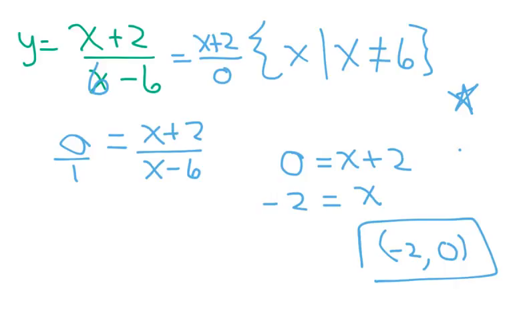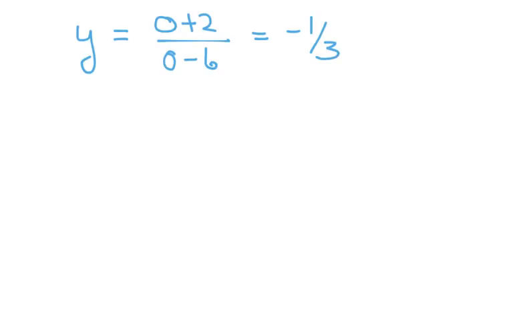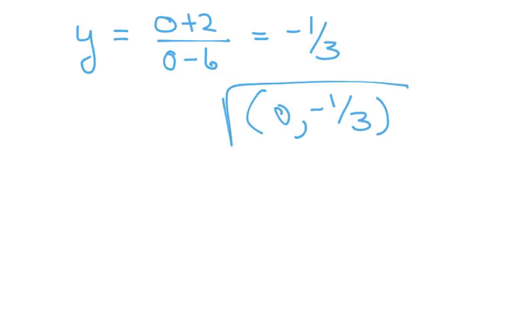The next question is, we did the domain, and we have to do the y-intercepts. All we're going to do on the y-intercepts is let x be 0. So I'm going to just plug in 0 for x, and that's clearly negative 1/3. So when x is 0, y is negative 1/3. And that's all.